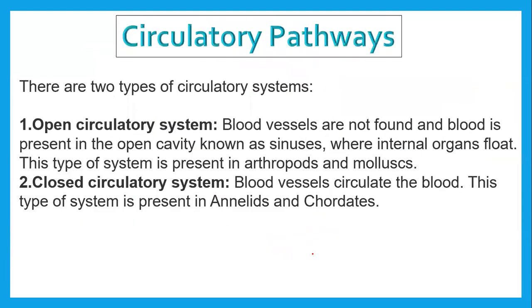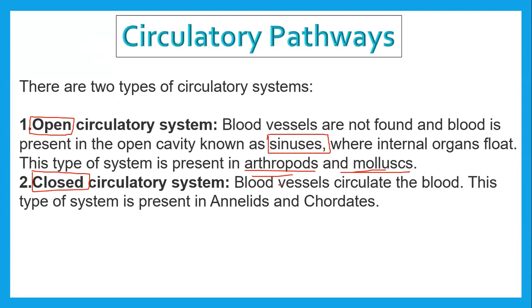Yes, everyone. Next one. This was one of the easy topics which we have already discussed in the chapter Animal Kingdom. Circulatory pathways are mainly of two types: open circulatory system and closed circulatory system. In lower groups of organisms such as arthropods and mollusks, you will have an open circulatory system. That is, there is no specific duct to carry the blood. The blood vessels are not found, and the blood is present in open cavities known as sinuses.